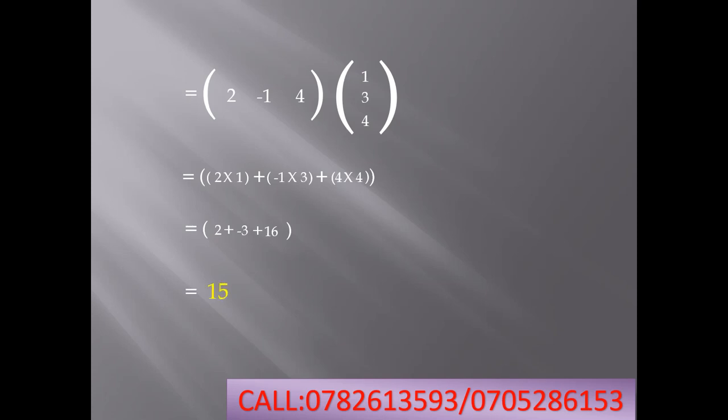Then we shall end up with our final answer as 15, because this is 18 plus negative 3, which gives us 15, which is actually a 1 by 1 matrix. We can extend that idea and put another matrix here.